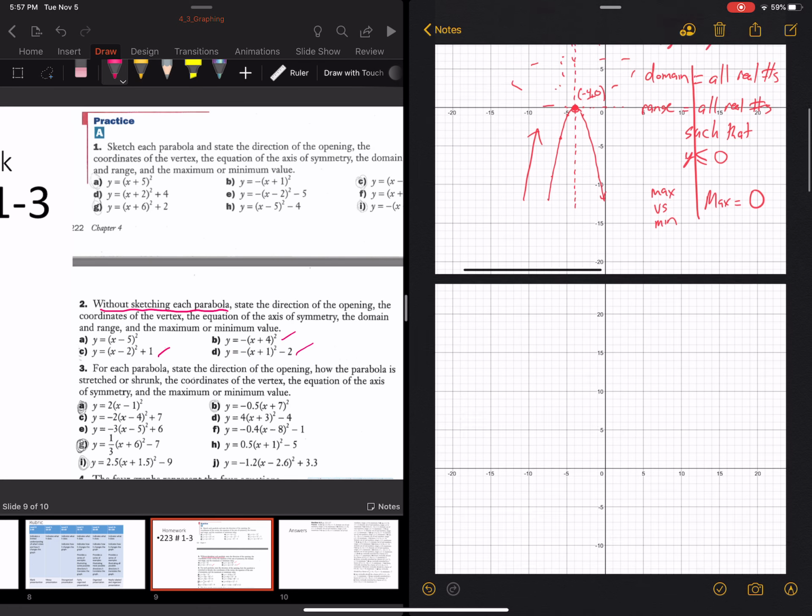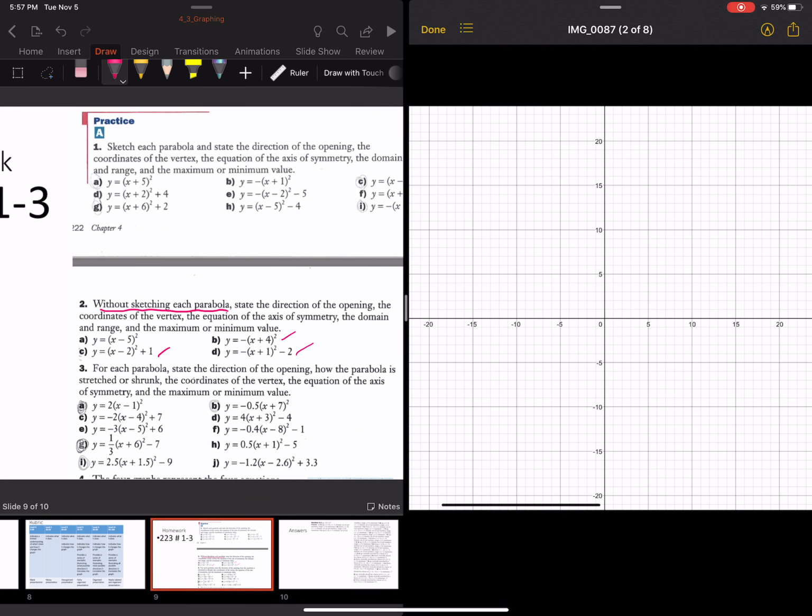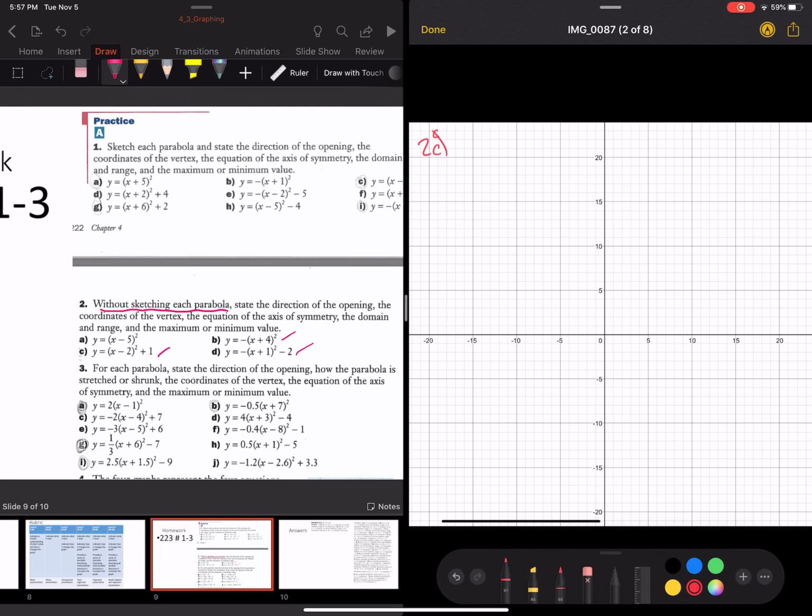All right, let's see how to do part 2C. 2C is the following. Where is that? It's right here. Y equals (x minus 2) squared plus 1. Okay, so it opens like that, upward. Let's write it down here. We'll write all of our properties right here.